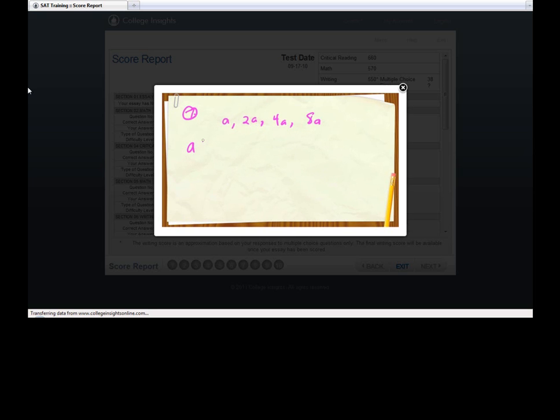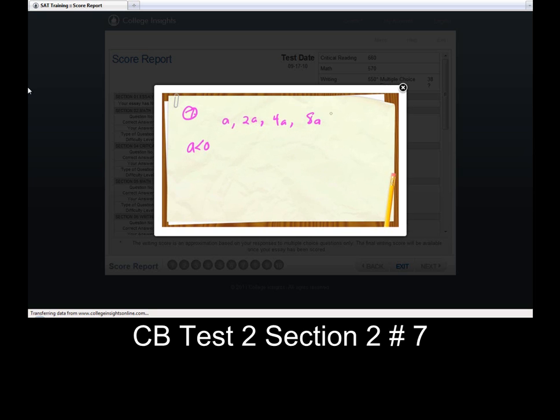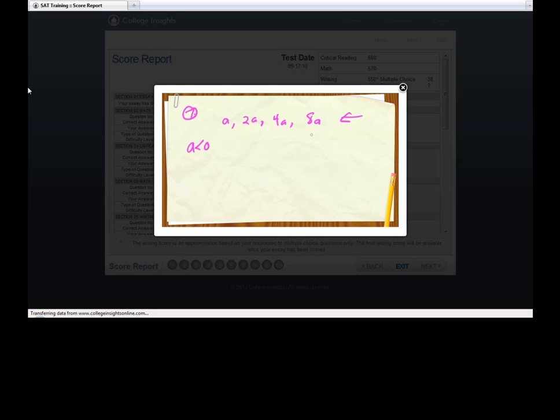A is less than 0. Which of these is the largest or the greatest? Well, let's make it easy. Let's say A equals -1, and this would be -1, this would be -2, this would be -4, and this would be -8. And of these, the largest one is -1, and that's answer choice A.